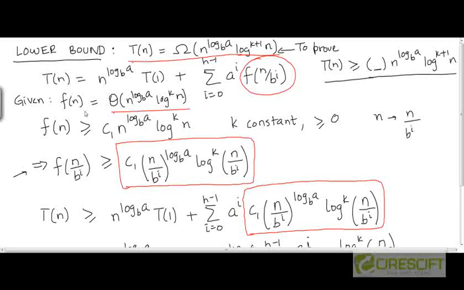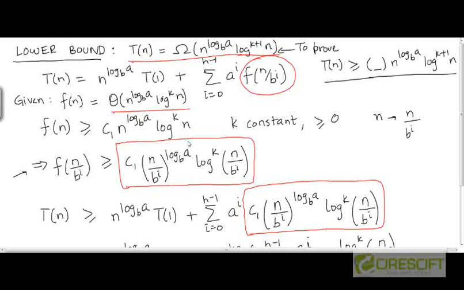F of n is in general n to the power log base b of a multiplied by some power of log n, which could be 0, but in general could also be greater than 0. So using this tight bound, we obtained a couple of inequalities claiming that f of n can be sandwiched between two constant multiples of this function, and we focused on the first of those inequalities, which only talks about a lower bound on f of n. So f of n is bounded from below by a constant multiple of this function.